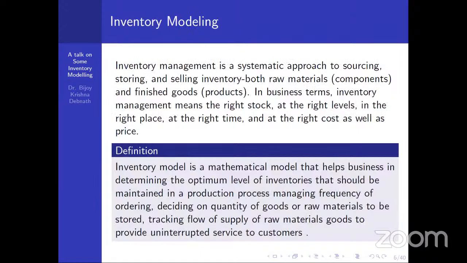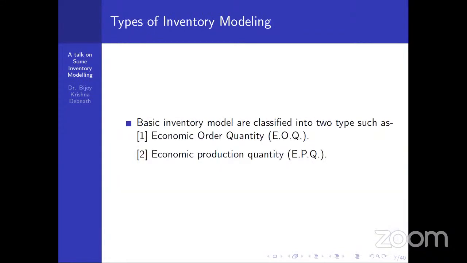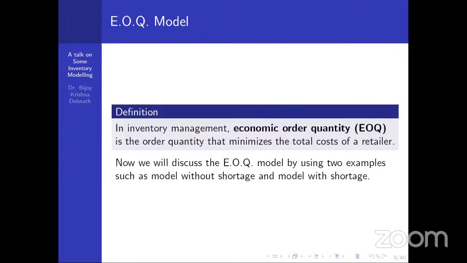So coming to the definition of the inventory model. An inventory model is a mathematical model that helps a business in determining the optimal level of inventory that should be maintained in a production process, managing frequency of ordering, and deciding on the quantity of goods or raw materials to be stored. Okay, so the basic inventory models are economic order quantity and economic production quantity. Now I will discuss what we mean by economic order quantity.